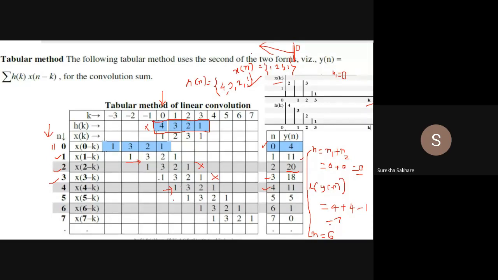Now again shift it towards the right side. So 1, 3, 2, 1. Now again you see there is no overlapping here. There is no signal also here, so there is no point in talking about that. So only two overlappings, one place and the second place. So 2 into 1 is 2, 3 into 1 is 3. 2 plus 3 is 5. As simple as that. We're getting the 5.